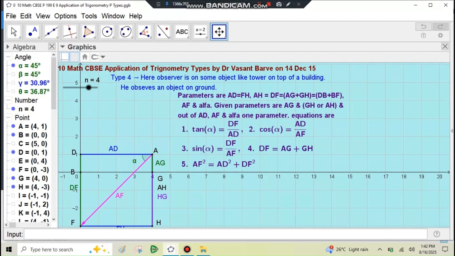The parameters are AD equal to FH, AH equal to DF, and so on. So this is how it's possible for you to split this in two parts. So this is some building you can imagine, and the person is at some height here. Maybe he has some tripod or whatever it is, or on the building there is some small tower and the observer is here. So this is how it's possible for you to work out the problem. Next we'll see.